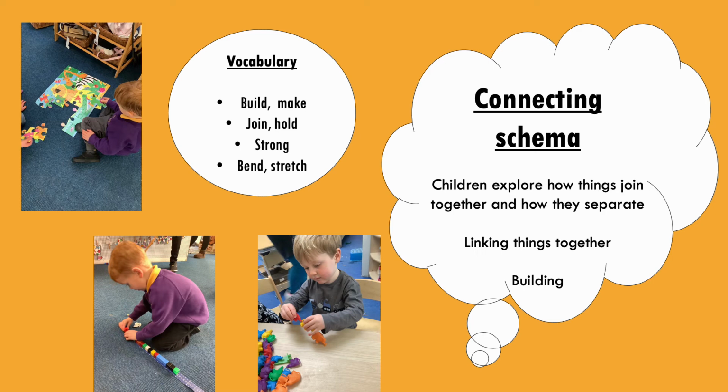A really good way of supporting this schema is if you've got your woodwork bench with loose parts and tools. So they can use the hammer and nails to connect things together. Other ideas are loose part guttering, crates. They might use these to join together and separate, using their problem solving. And there on the left is a couple of examples of children in the connection schema.